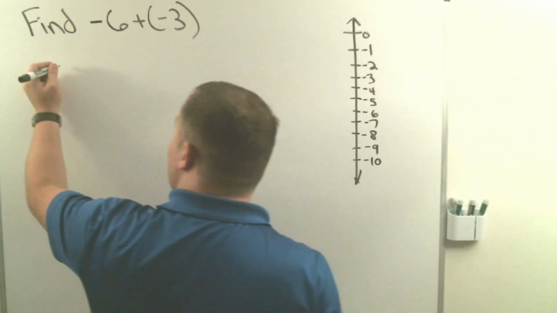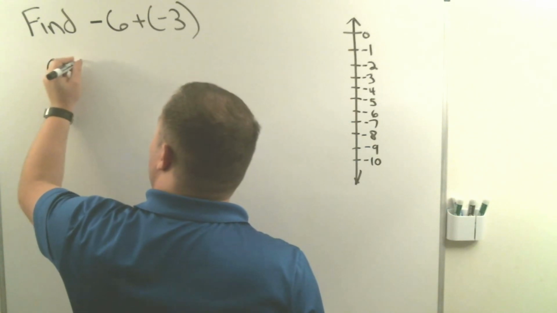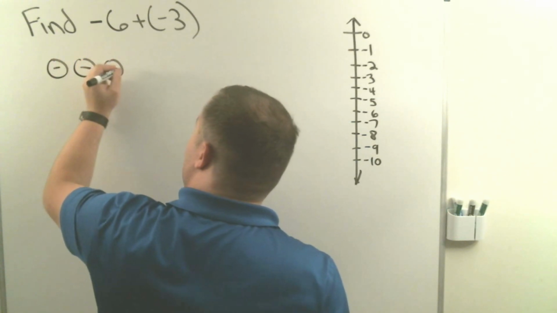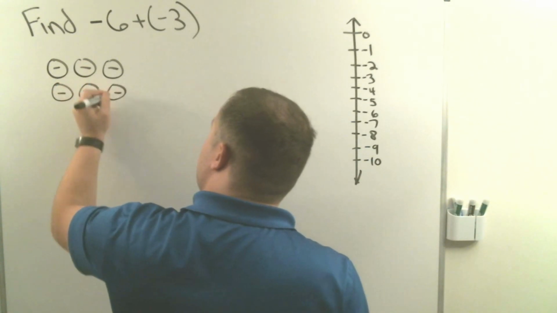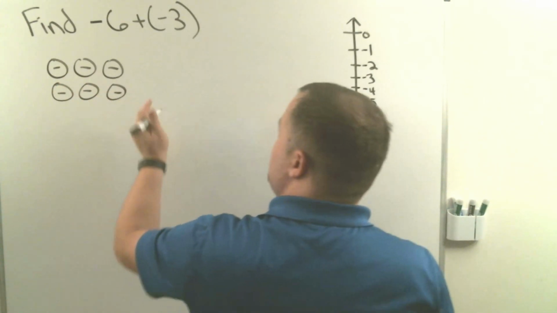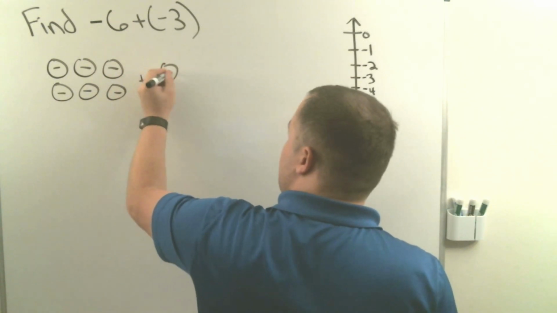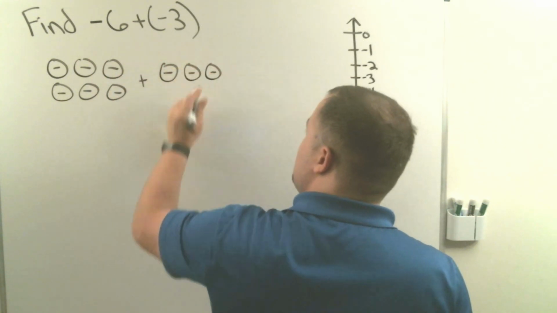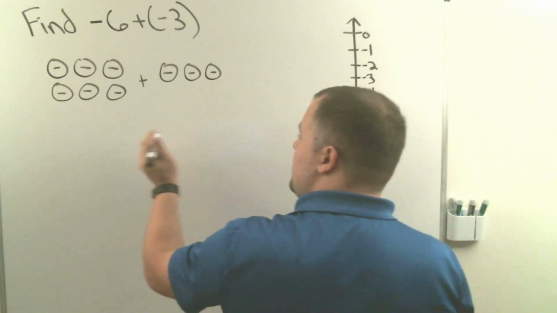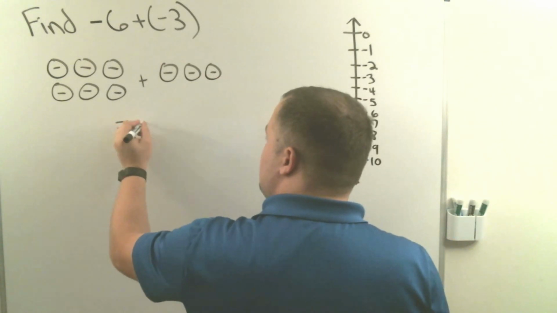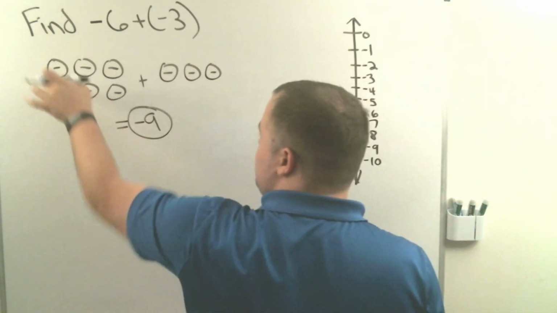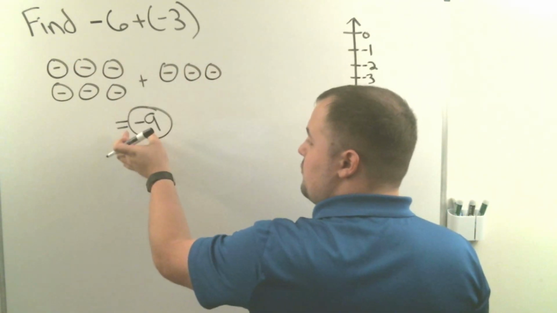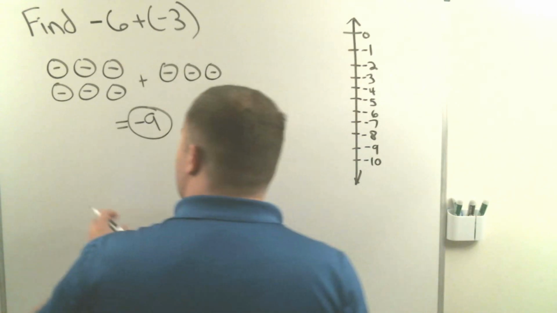So I could do the color counting method, and I make 1, 2, 3, 4, 5, 6. So I have a negative 6, and I'm going to add 3 more negatives. Well, if I have negative 6 and I add 3 more negatives, I get negative 9. So this is one way I can do this, because I have 6 and 3. 6 and 3 make 9 negatives.